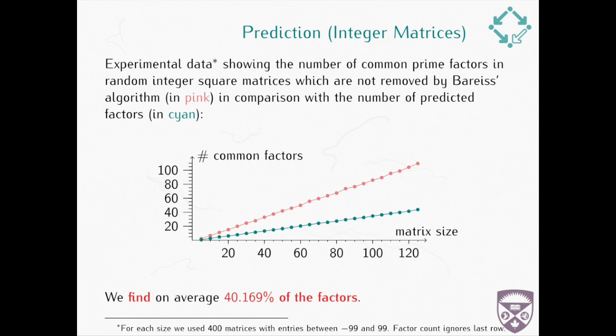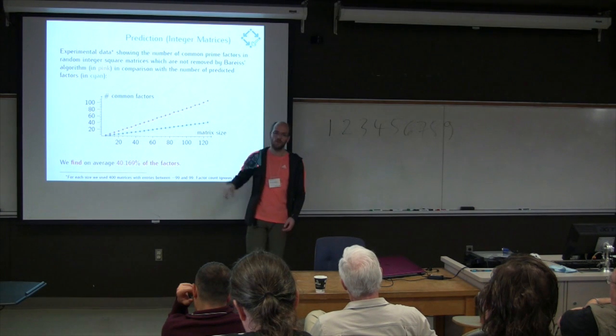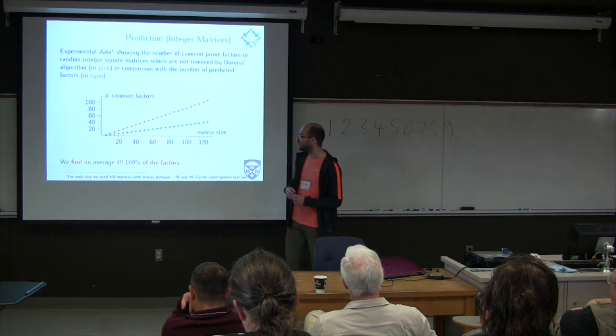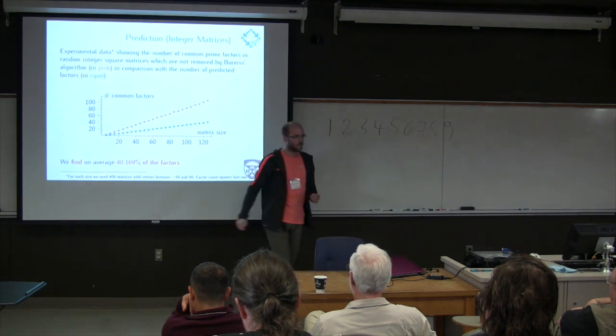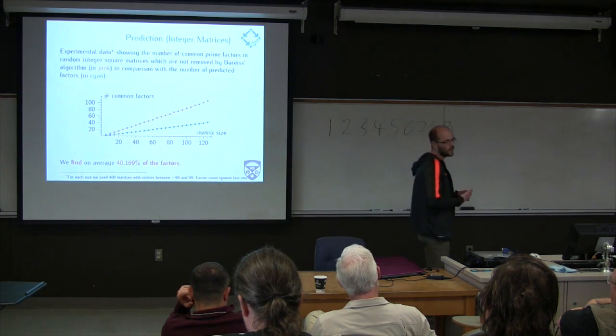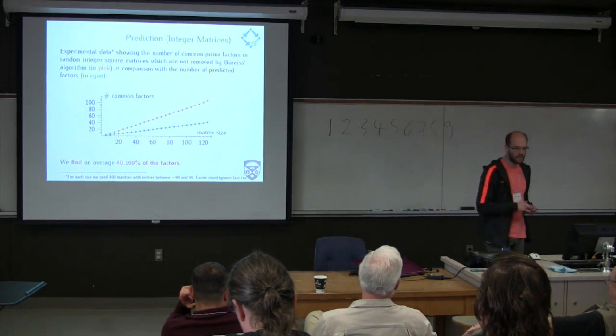And in general, here's the same graph as before again. The same common factors in the integer matrices. And now I added another line showing those common factors which we predicted. And it is consistently about 40% of the factors. So that's quite interesting, I think. So we actually do get a lot of those factors.